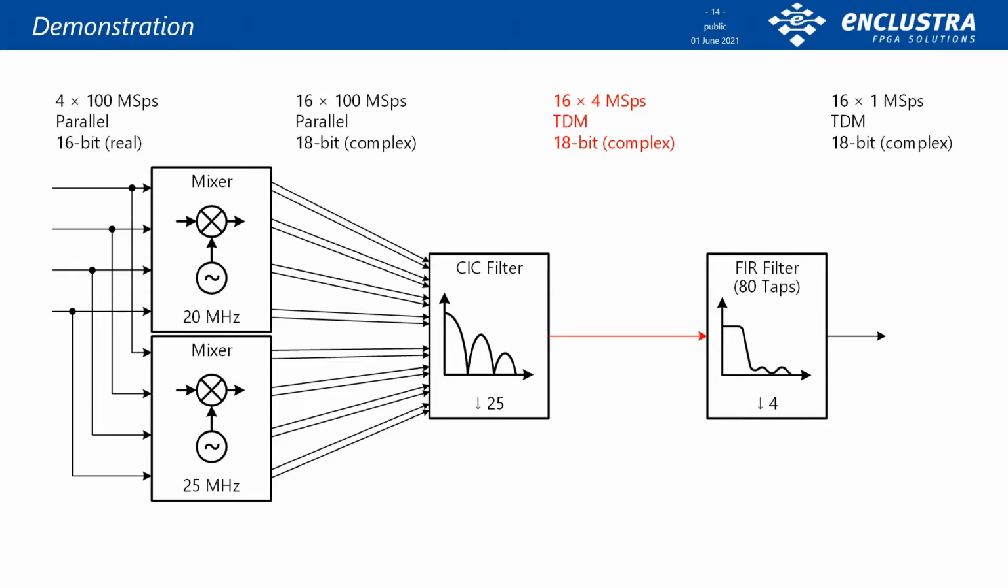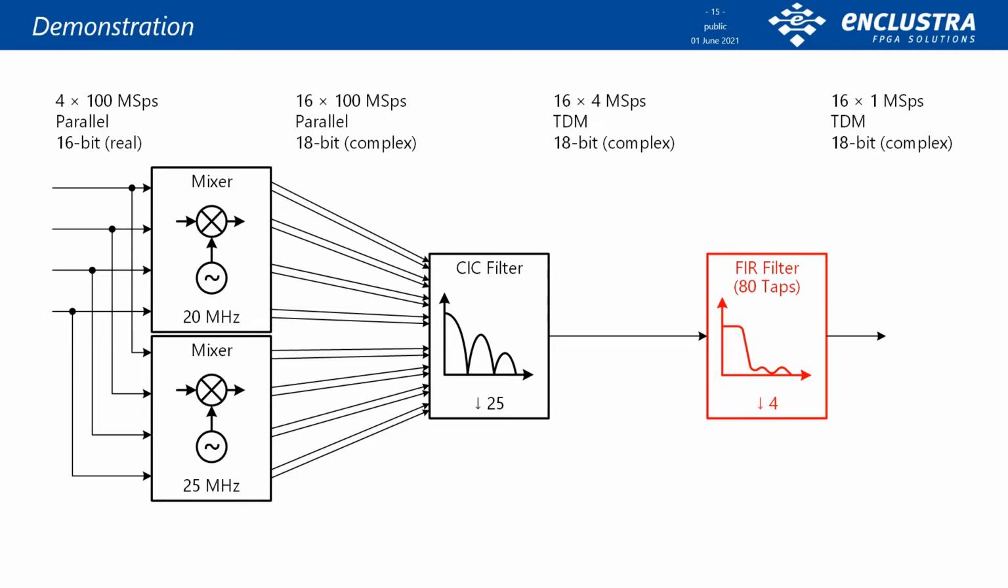16 times 4 is only 64 megasamples per second, which is less than the 100 MHz clock rate, so now we can interleave all the channels and all the complex components into a single time division multiplexed stream. Finally, we have an FIR filter which acts both as a CIC compensation filter and as an anti-aliasing filter for the final decimation by a factor of 4.